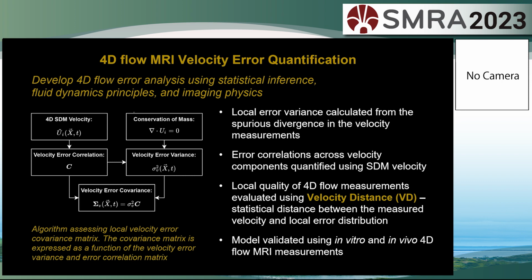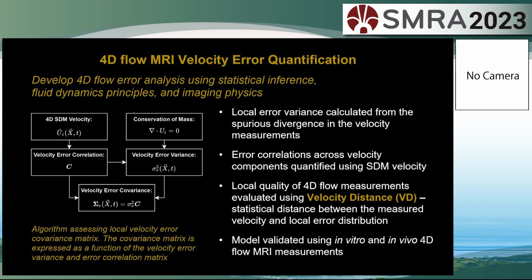So we estimate the uncertainty of 4D flow MRI in each voxel by using the covariance of the velocity error. And the covariance matrix is composed from the local variance of the velocity error and global correlation of velocity error across components of the measured velocity vector. We assess the local variance of the velocity using spurious divergence, using the mass conservation principle. And the correlations are obtained using SDM velocity in the background tissue.